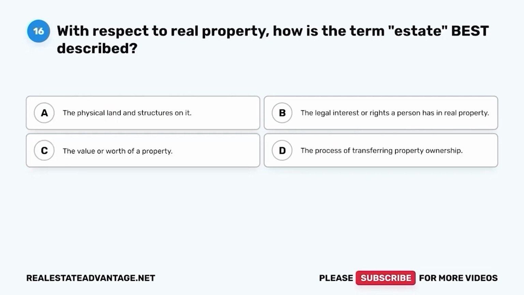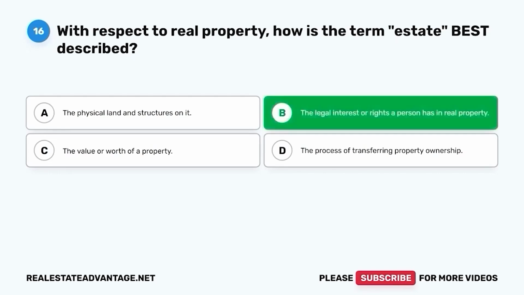Question 16. With respect to real property, how is the term estate best described? A. The physical land and structures on it. B. The legal interest or rights a person has in real property. C. The value or worth of a property. D. The process of transferring property ownership. The correct answer is B. The legal interest or rights a person has in real property.